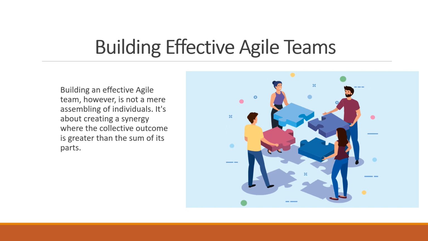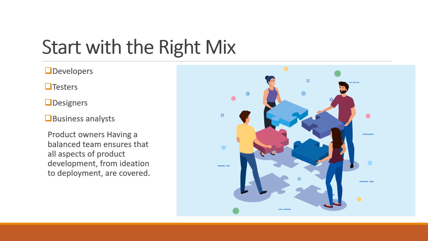Building effective Agile teams. At the heart of Agile success is the team, a cohesive group that iteratively delivers value. Building an effective Agile team, however, is not a mere assembly of individuals. It's about creating a synergy where the collective outcome is greater than the sum of its parts. How is the Agile team built?